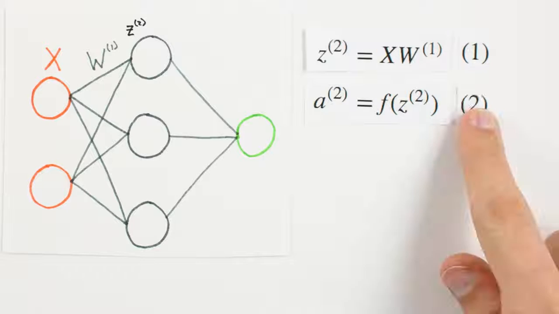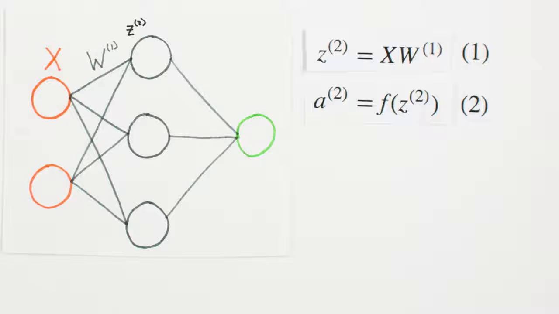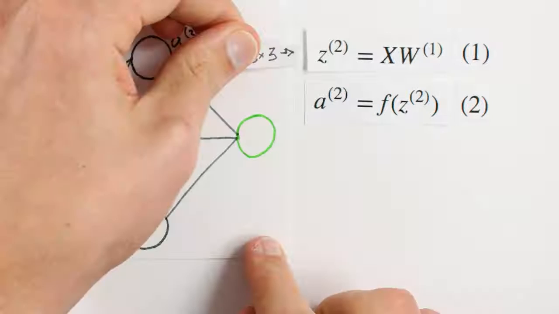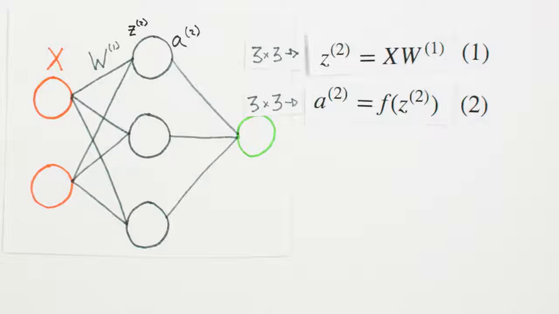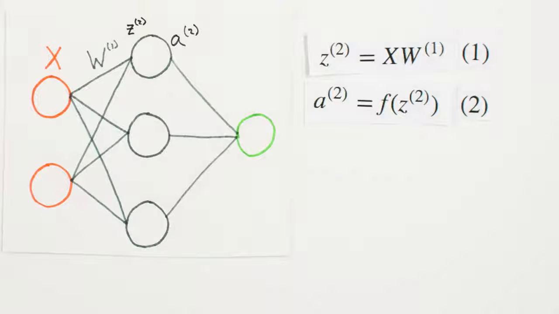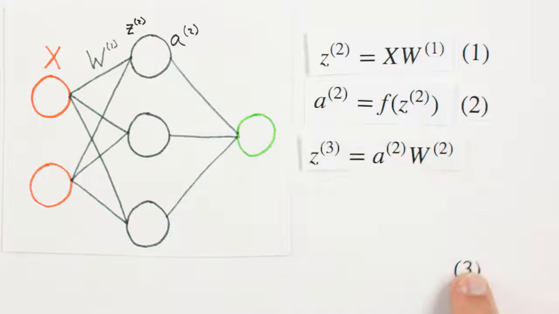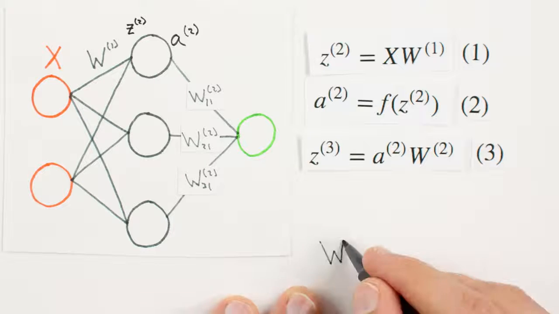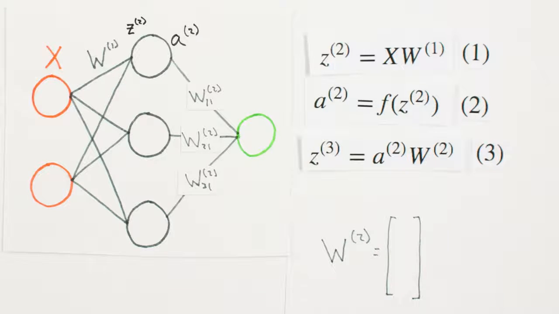We now have our second formula for forward propagation. Using f to denote our activation function, we can write that A2, our second layer activity, is equal to f of Z2. A2 will be a matrix the same size as Z2, in this case 3 by 3. To finish forward propagation, we need to propagate A2 all the way to our output y hat. We've already done the heavy lifting in our previous layer, so all we have to do now is multiply A2 by our second layer weights W2 and apply one more activation function.